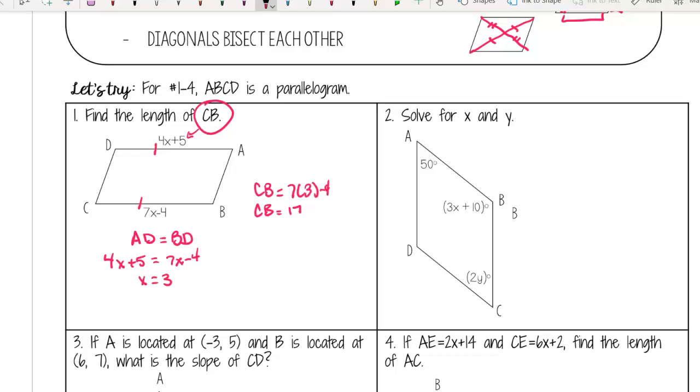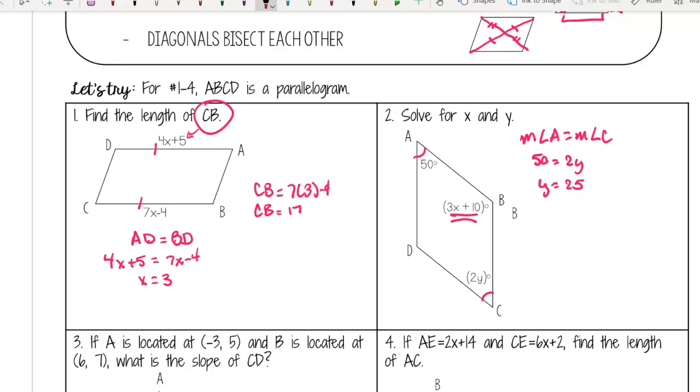Number 2, solve for x and y. So look and see what you've got. We've got two angles that are congruent to each other, so that should be an easy one. The measure of angle A equals the measure of angle C. So we're using that property that opposite angles are congruent to each other. So we know that 50 equals 2y, so y equals 25.